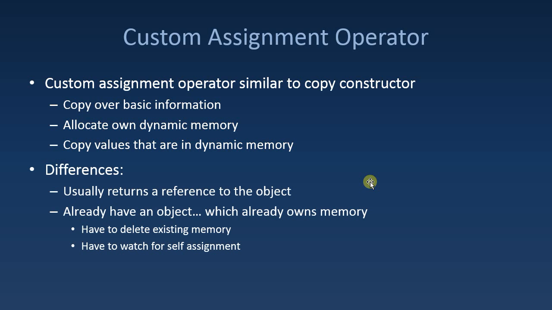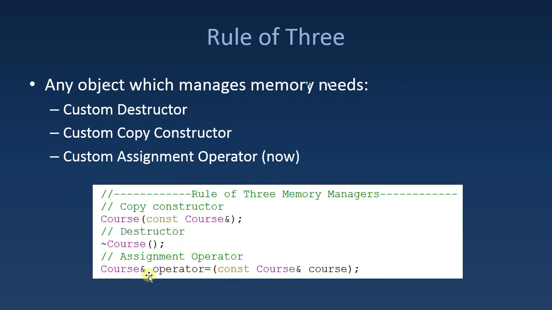In addition, there's a couple things unique to the assignment operator. We're expected to return a reference to whatever we just copied because we're allowed to have chained assignment. A equals B equals C. We don't necessarily have to provide this, but usually it's expected that if we have an assignment operator that we're going to return a reference to an object.